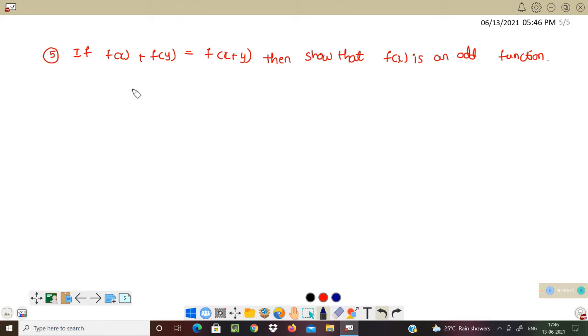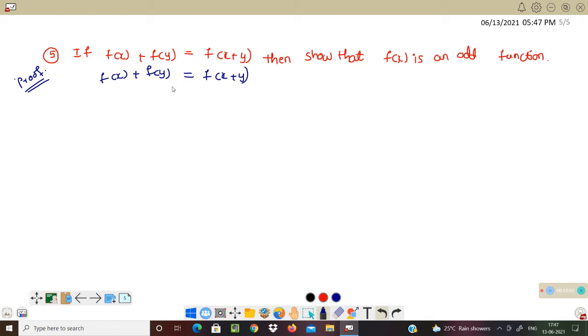So what is the fifth one? If f of x plus f of y is equal to f of x plus y, then we have to show that the given f of x is an odd function. Okay, so how to show? Let us see. This is a proof, because we have to show this one. So what have they given here? They have said that f of x plus f of y is equal to f of x plus y.